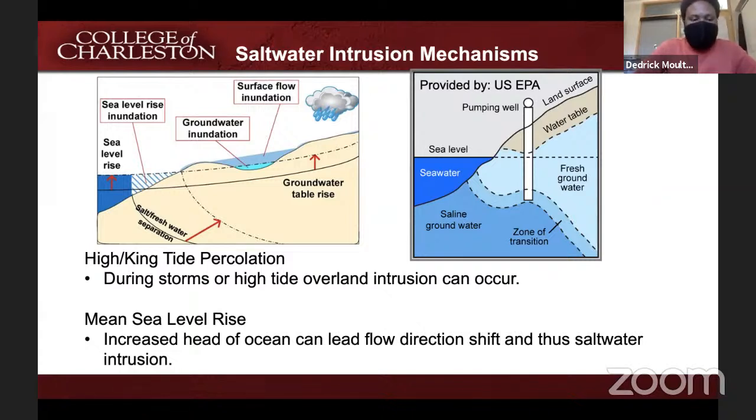And the second method we looked at is mean sea level rise, because water likes to flow from high to low, as we typically like to have the freshwater system be elevated higher than that of the saltwater system. And as sea levels continue to rise, we start to see the flow direction potentially changing, which can be a major concern for barrier islands such as this.